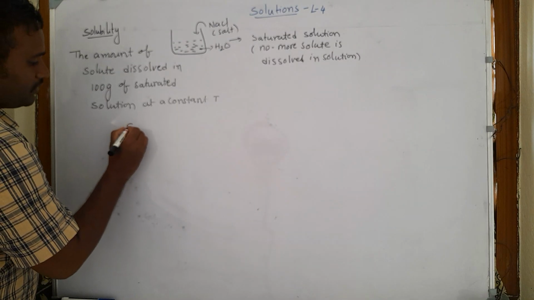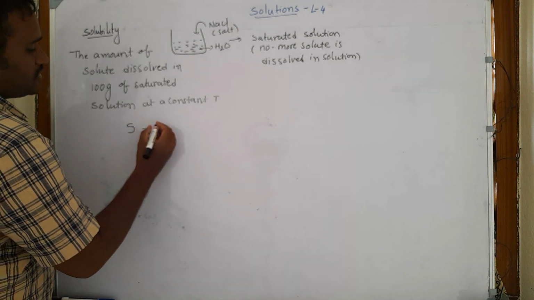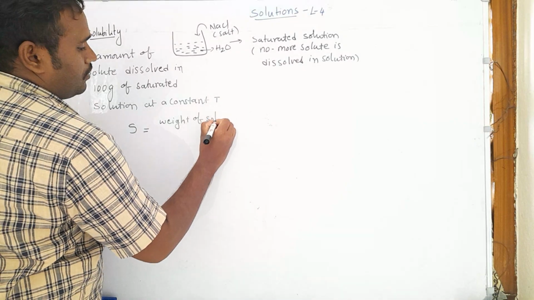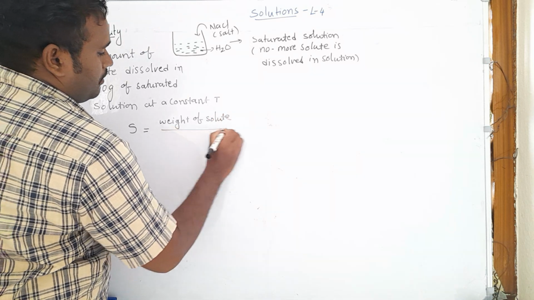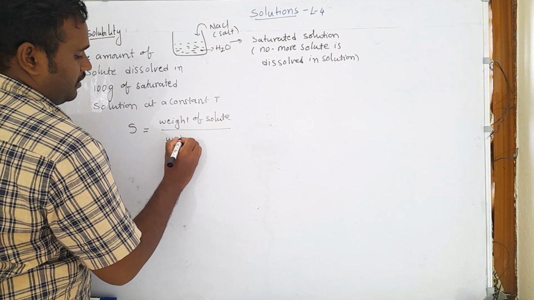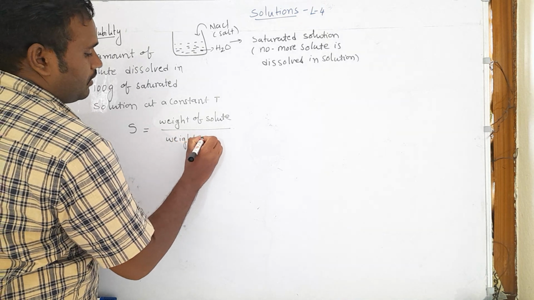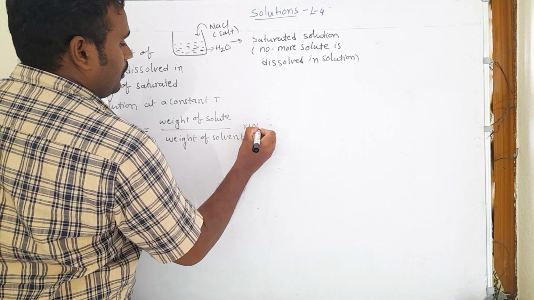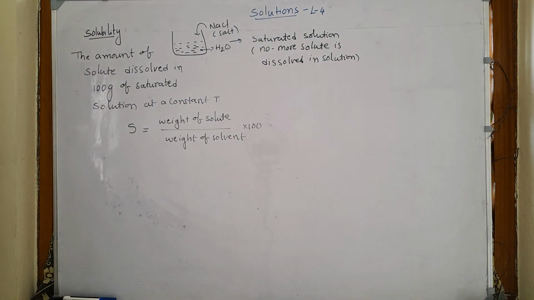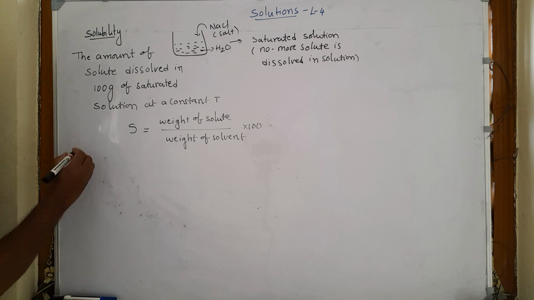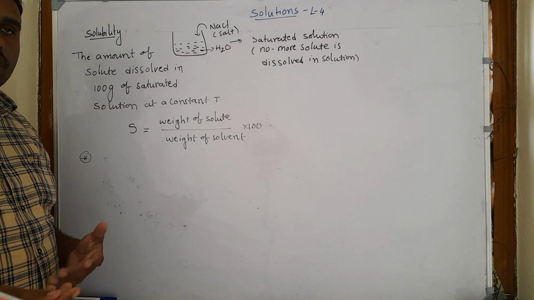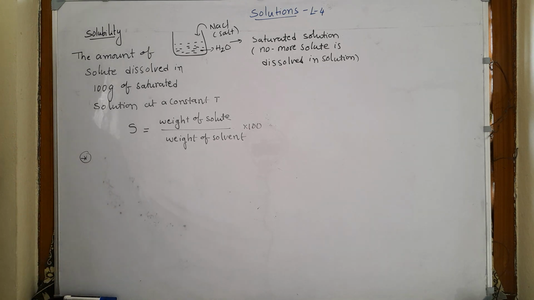Here solubility is indicated with capital S. Solubility is equal to weight of solute by weight of solvent into 100. That is called solubility. So here we will discuss different types of substances soluble in water or liquid.